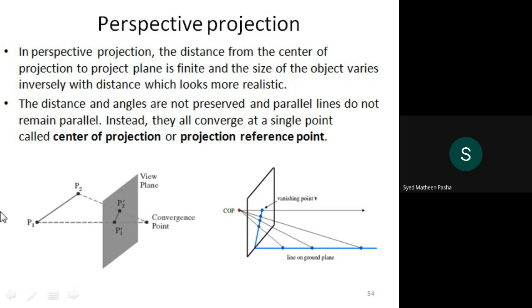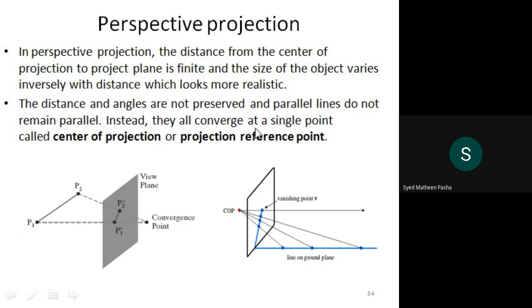Suppose this is the center point, the center of projection. If I want to consider one point P, this is the projection plane onto which the point is projected. But there is something called the distance between this point and this point. That is called perspective projection, where the distance keeps on varying. The distance and angles are not preserved, and parallel lines do not remain parallel. That is one condition in perspective.